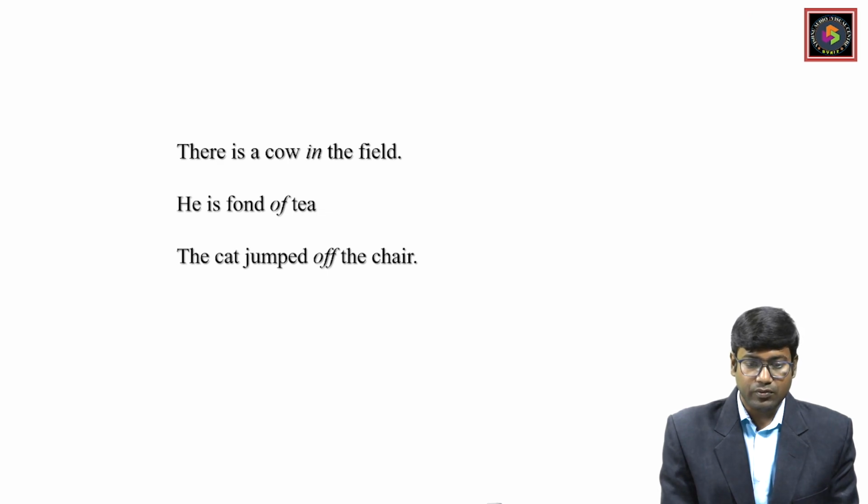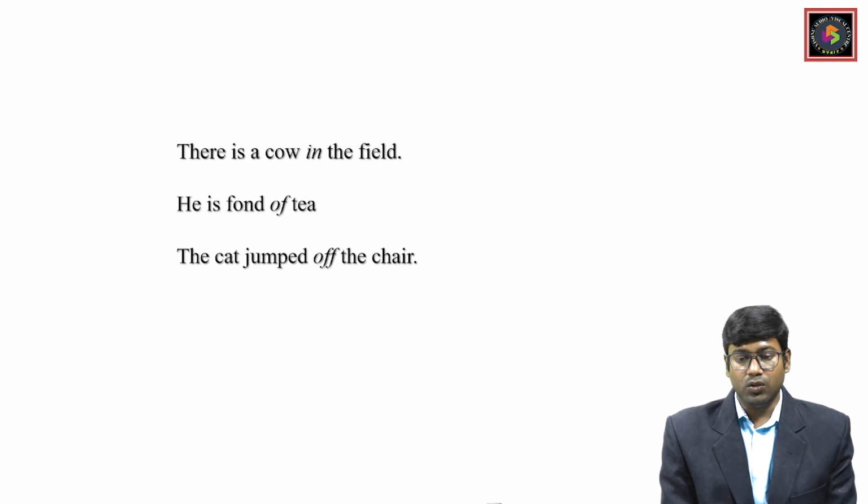The first one is: there is a cow in the field. Next one is: he is fond of tea. And next one is: the cat jumped off the chairs. So now we have these 3 examples. We will try to understand prepositions through these 3 examples. First one is, there is a cow in the field. The preposition in denotes a relation between the cow and the field.